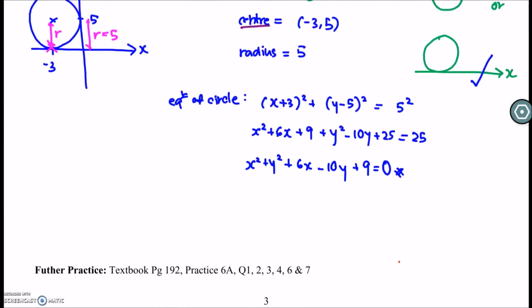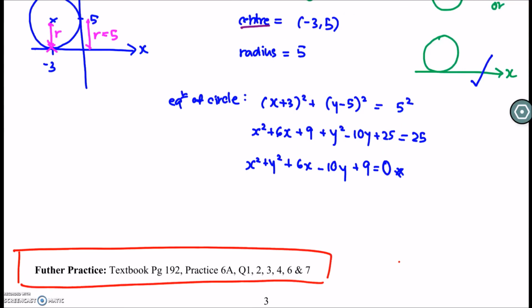So for further practice, please refer to your textbook, page 192, practice exercise 6A, questions 1, 2, 3, 4, 6 and 7.